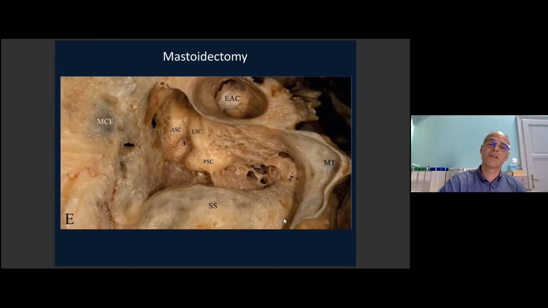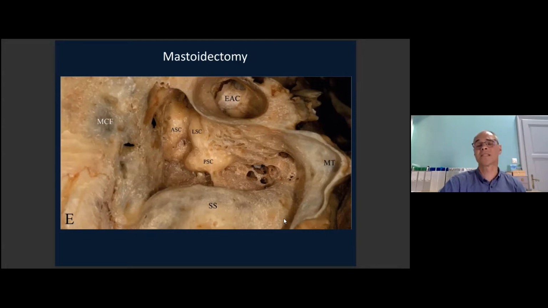And if you remove all the bony cells between these mentioned structures, you have to identify the labyrinth. It is not so easy. You can skeletonize the lateral, posterior, and anterior semicircular canal. And if it's necessary, in this area, you can skeletonize the facial canal, mastoid portion as well.